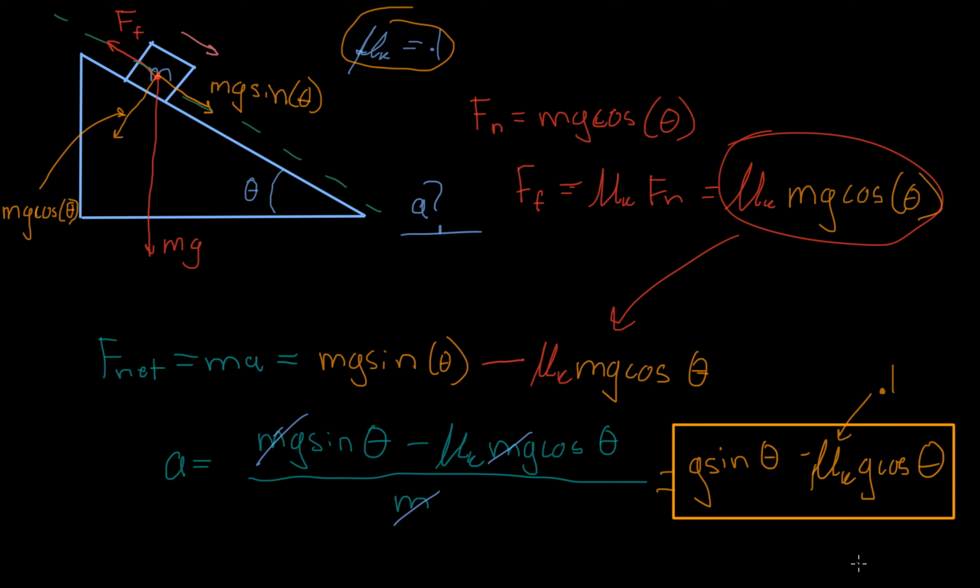If we do some quick analysis on mu sub k, it always has to be less than, or less than or equal to, 1. And that's just something to think about. And it has to be greater than 0. Because if mu sub k, for example, was a negative number, it would make the friction force go in the direction of movement, which is not how friction works at all.